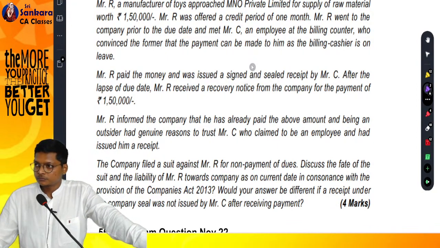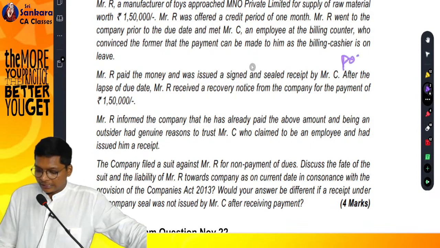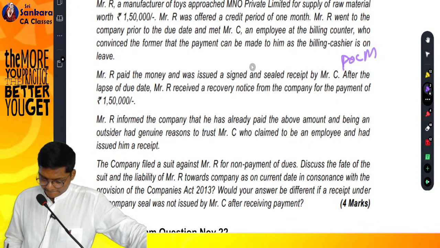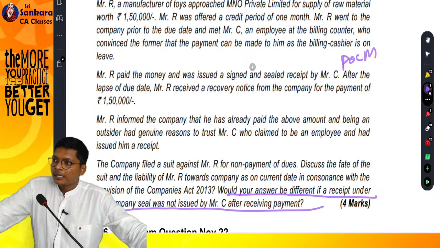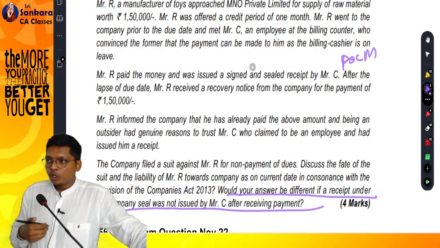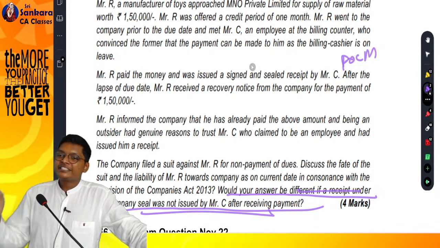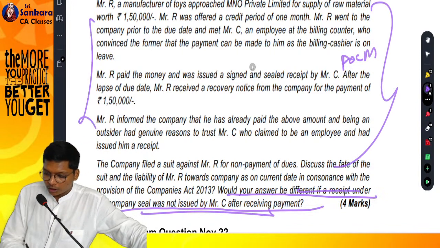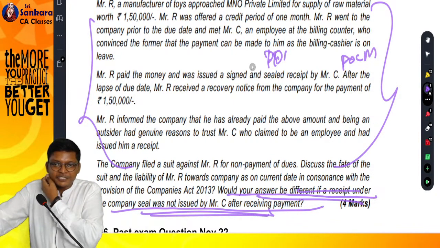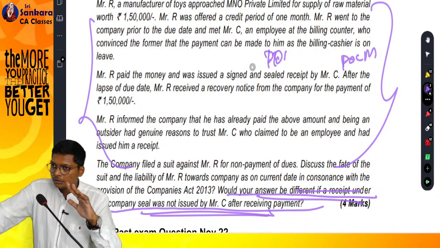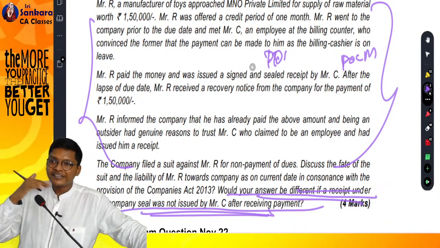Answer, guys. Doctrine of indoor management. Would your answer be different if a receipt under the company seal was not issued by C after receiving payment? Yes. Exception to doctrine of indoor management: suspicion of irregularity. When you have a doubt, you better go and check. So this entire provision is doctrine of indoor management. Anybody wants me to explain? If you are saying no, I am presuming those watching the recording later will also understand, if you have revised it once. Able to follow, guys?